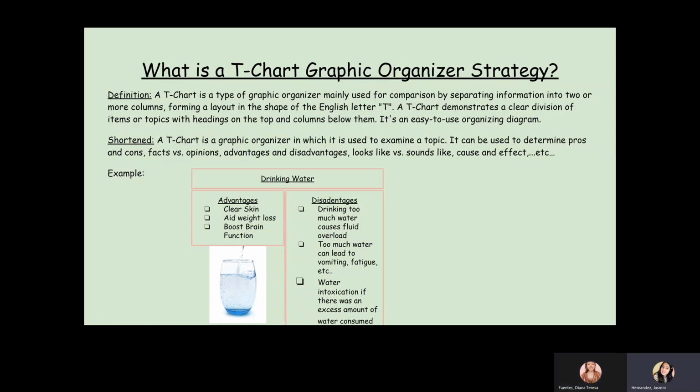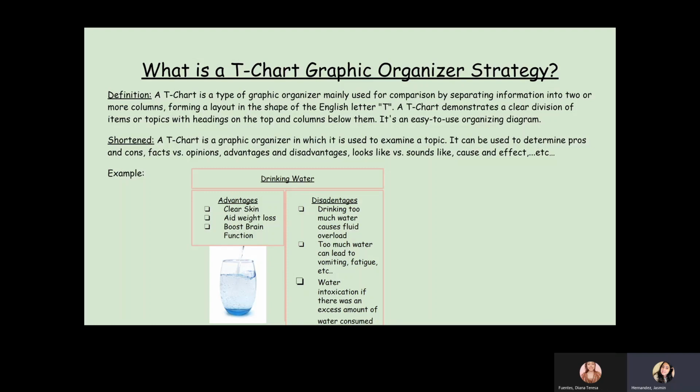Definition: a T-chart is a type of graphic organizer mainly used for comparison by separating information into two or more columns, forming a layout in the shape of an English letter T. A T-chart demonstrates a clear division of items or topics with headings on the top and columns below them. It's an easy-to-use organizing diagram.